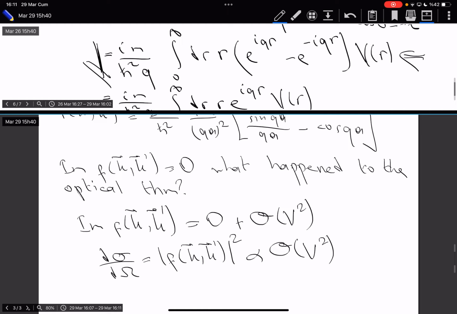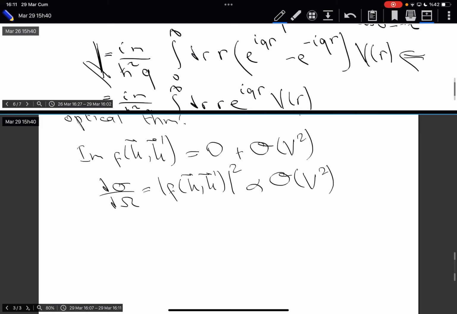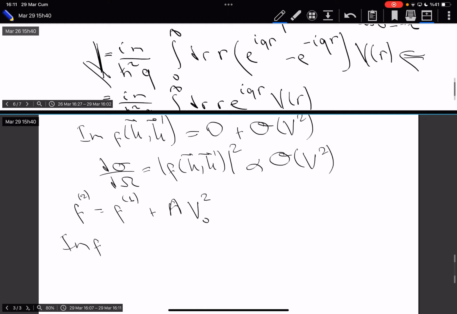So this means we always need the second order. If you want to test the optical theorem, you have to calculate f to second order. You see, then if you calculate the second order, you will get f1 plus some term times v0 squared. If you calculate the imaginary part of f2, this will be v0 squared, which is real in this case at least, times the imaginary part of A, whatever that is. This will be your A.